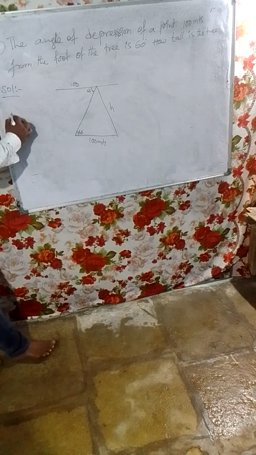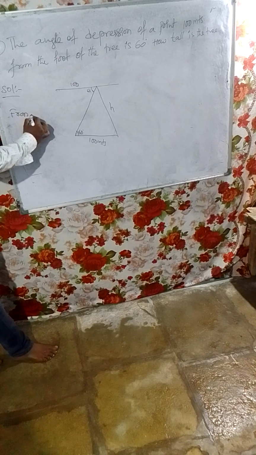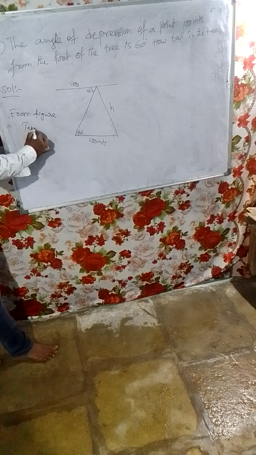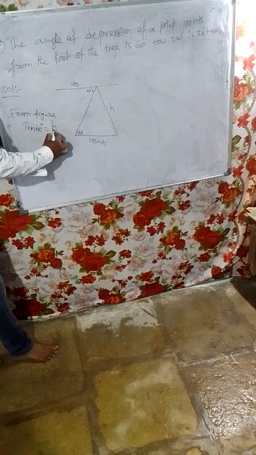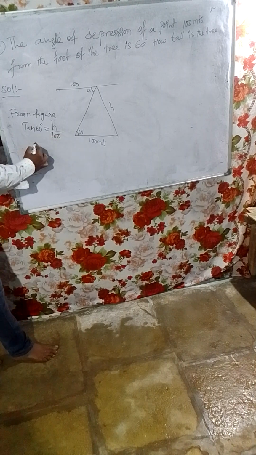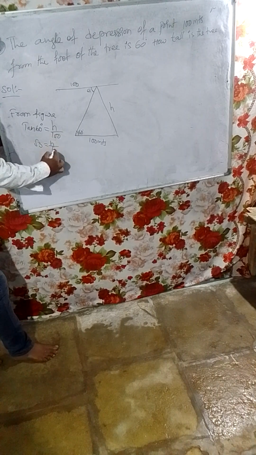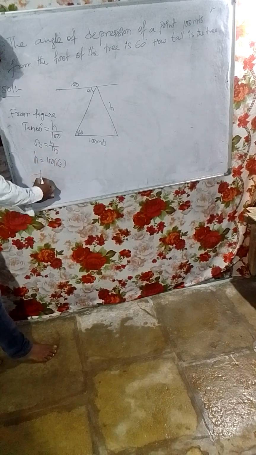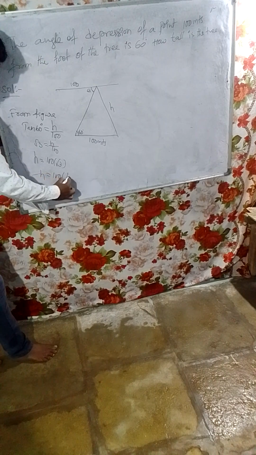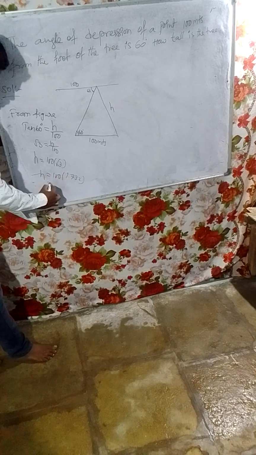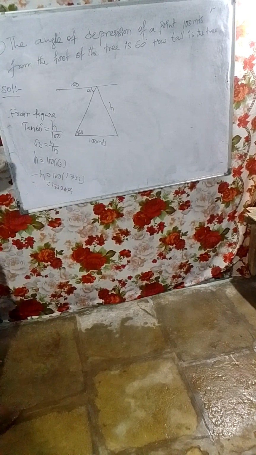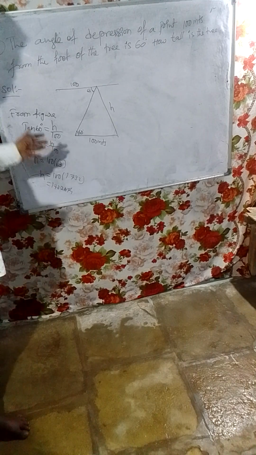Height, and now from the figure, tan 60 is h by 100 meters. Tan 60 is nothing but root 3, so root 3 is h by 100. Then h equal to 100 into root 3. 100 into root 3 means 1.732 times 100, which is 173.2 meters. This is simple.